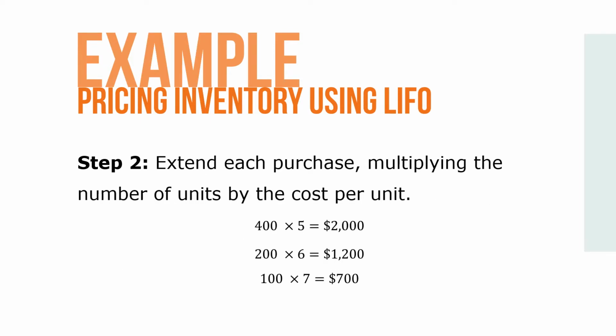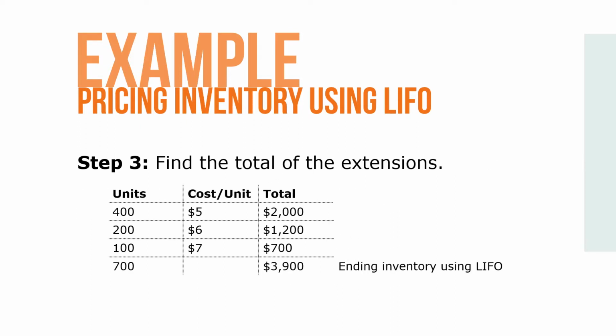Step 2. Extend each purchase, multiplying the number of units by cost per unit, like you see here. And finally, we find the total of the extensions, as you see here. I always recommend using a table labeled in this way to help make those calculations easy.